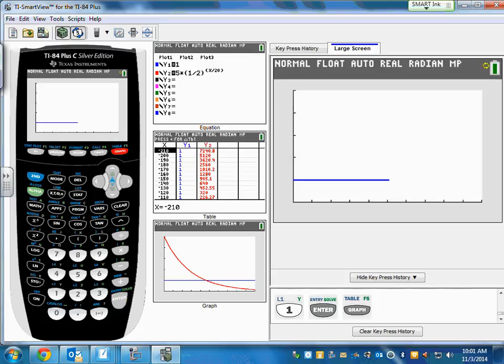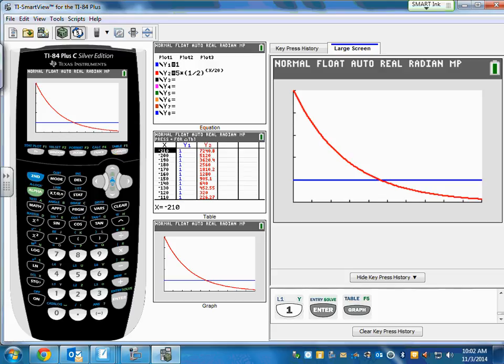And again, that's my y equals 1 straight across. And then this is my exponential decay. Over time, it's getting smaller. And so that looks correct to me. Let's see. 10, 20, 30, 40, 50. Looks to me like somewhere between 40 and 50 days.